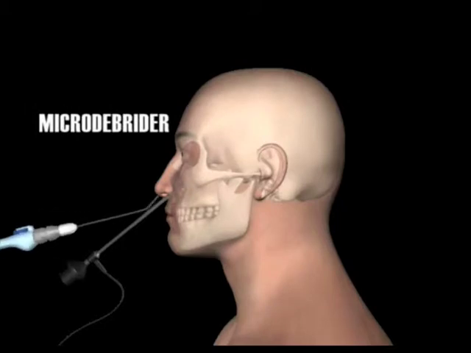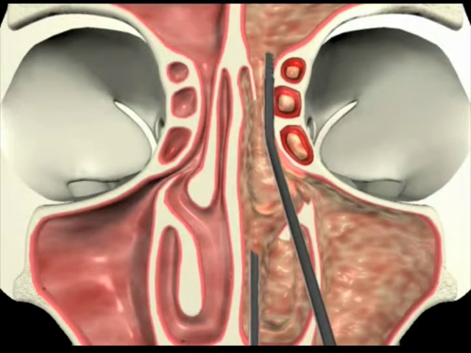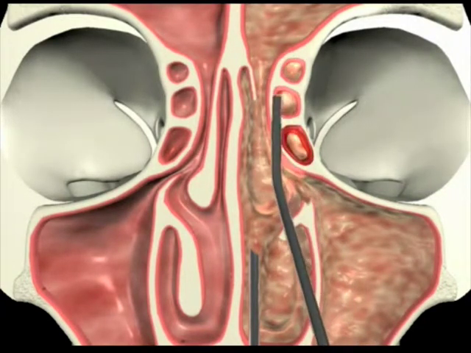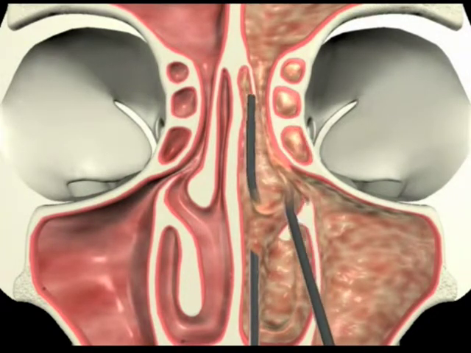Endoscopic sinus surgery is performed entirely through the nose under direct visual guidance using a special scope and video monitor. Your doctor will use various instruments to remove diseased mucosa from your nose.